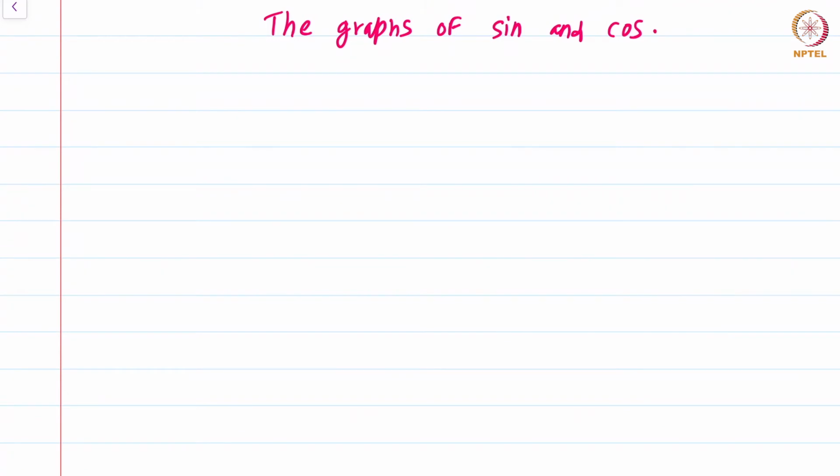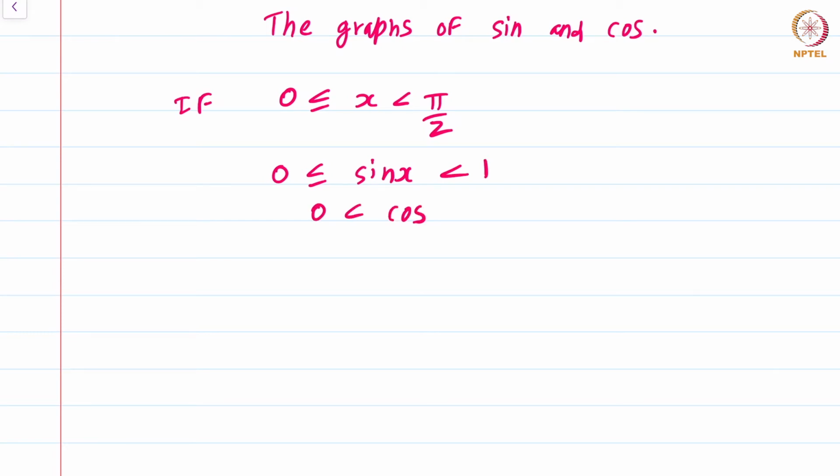Let us recap what we have achieved so far. We were discussing trigonometric functions and pi. We have so far shown that if 0 is less than or equal to x less than pi by 2, we have 0 is less than or equal to sine x is less than 1 and 0 is less than cos x is less than or equal to 1. And we also have sine pi by 2 is 1 and cos pi by 2 is equal to 0.